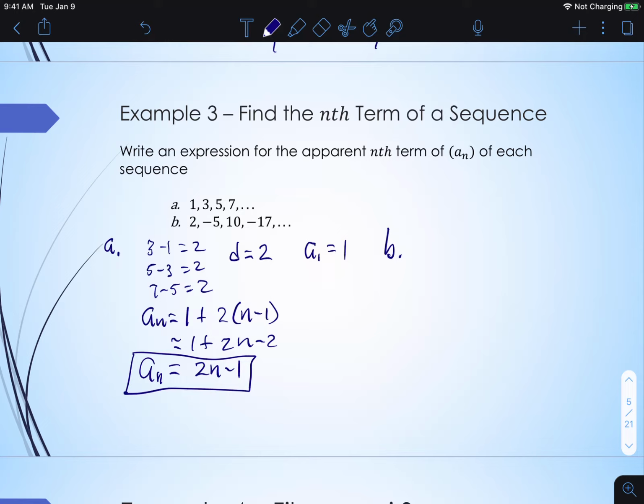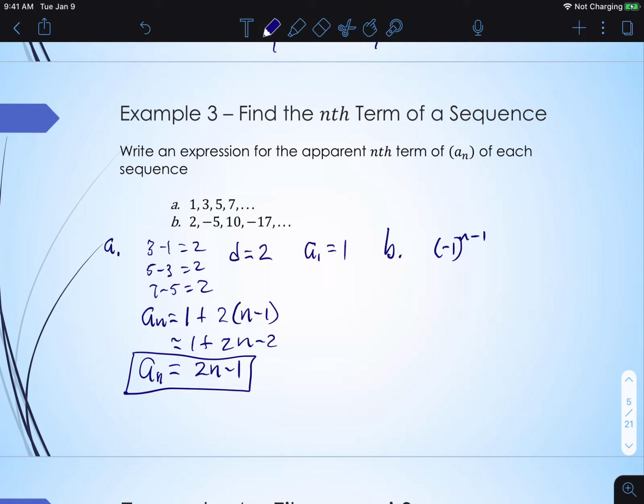All right, for B, let's do it this way. This one has an oscillator, notice. It goes positive, and then it goes negative, and then it goes positive, and then it goes negative. So right away, I know that there's going to be a negative 1, and let's see, probably to the n minus 1 power, because if n is 1, and I say n minus 1, that's going to be to the 0th power. Negative 1 to the 0th power is positive 1. And so that's why that 2 is positive, right?